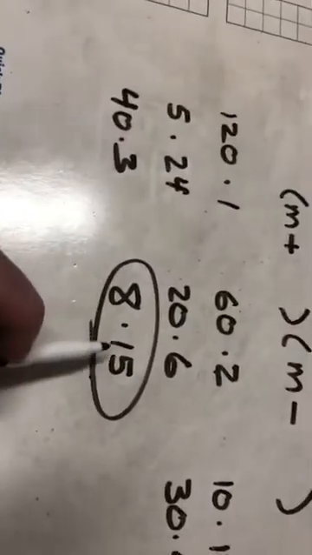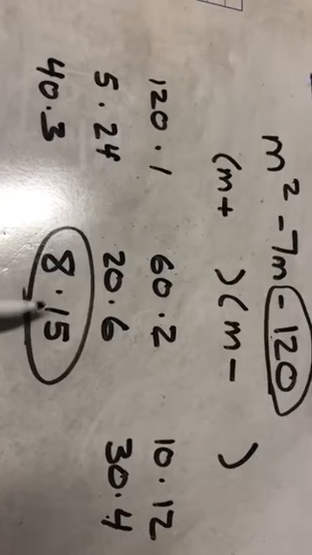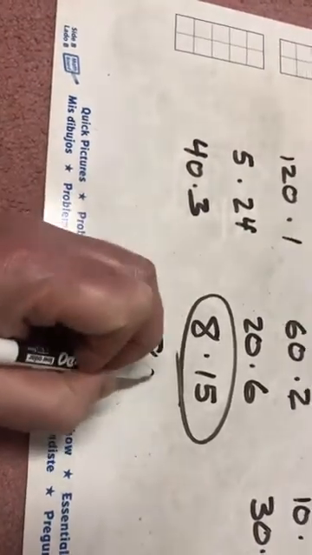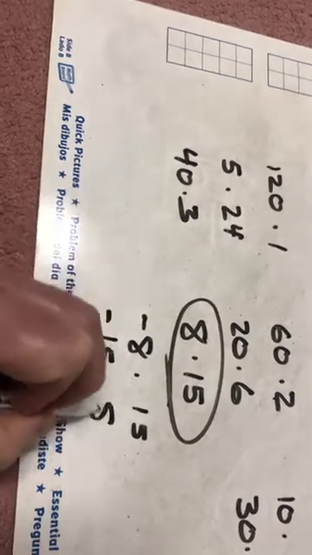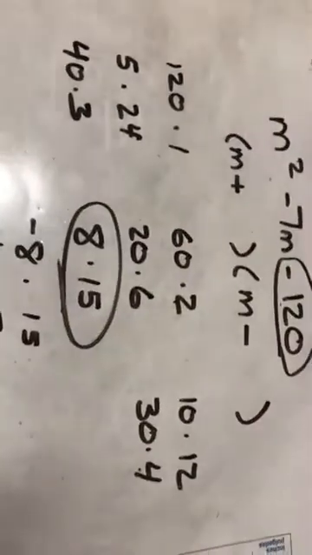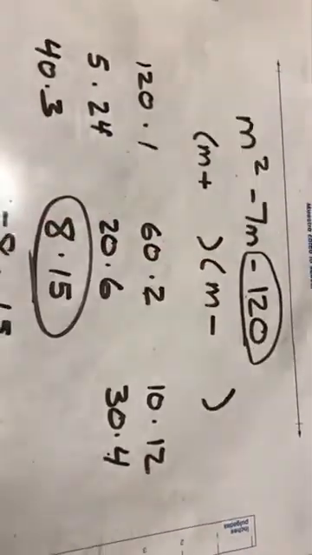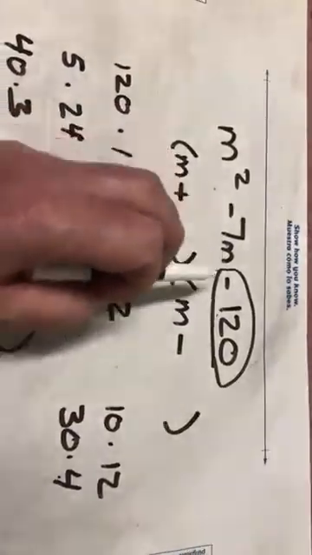But now what's important is which one of these is going to be the negative and which one is going to be the positive. Well, I need a negative 7. So these are my two options. I can either have negative 8 times 15, or I can have negative 15 times 8. Both of those are going to equal a negative 120 because 8 times 15 equals 120. And if I have one negative and one positive, it's going to give me a negative answer. But which of these added together are going to give me a negative 7?